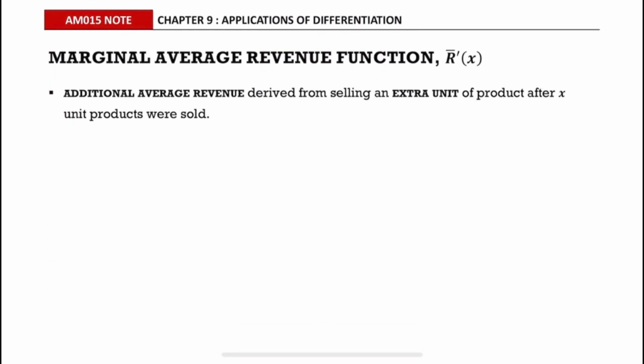Marginal average revenue function is denoted as R bar prime of X. It is the additional average revenue derived from selling an extra unit of product after X unit products were sold. Marginal average revenue function equals the differentiation of average revenue function.